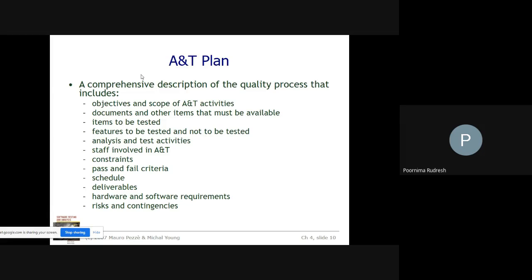Next, the schedule, deliverables, hardware and software requirements, and the risks and contingencies that exist in the analysis and testing plan. So these are the different steps you need to follow in the analysis and testing plan. In the exam, they may ask you to explain the different steps involved in analysis and testing. A&T indicates the analysis and testing plan. So these are the different steps you need to write.